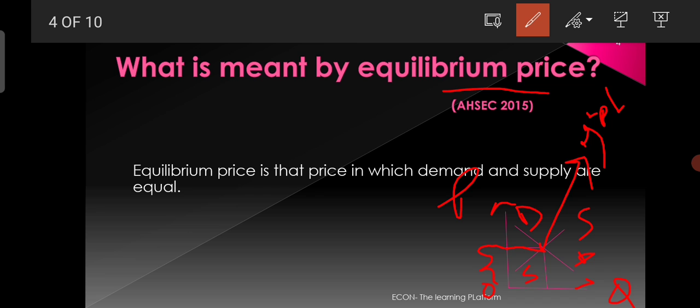So there are 3 important concepts here. One is equilibrium price, another is equilibrium point, and another is equilibrium quantity. So what is equilibrium point? Where both the demand curve and supply curve intersect each other. And what is equilibrium quantity? Here we can determine equilibrium quantity on the quantity axis, where demand and supply are equal.